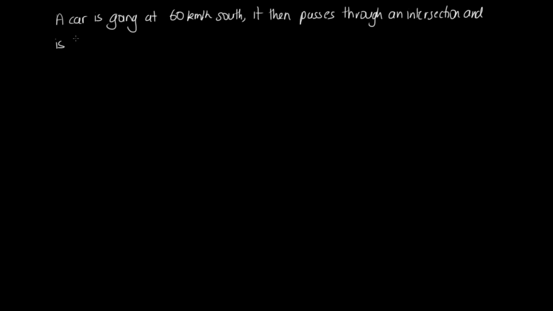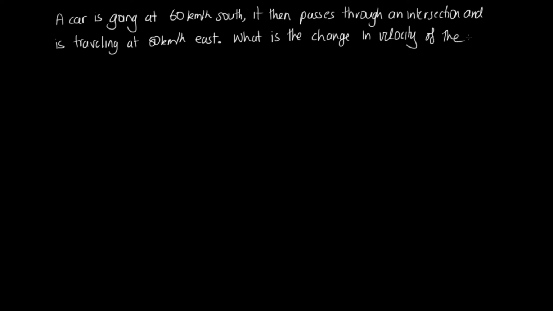Our example is: a car is going at 60 kilometers per hour south. It then passes through an intersection and is traveling at 80 kilometers per hour east. What is the change in velocity of the car? Okay, so we know that the change in velocity of the car is equal to the final velocity minus the initial velocity. So the final velocity we're told is 80 kilometers per hour east.